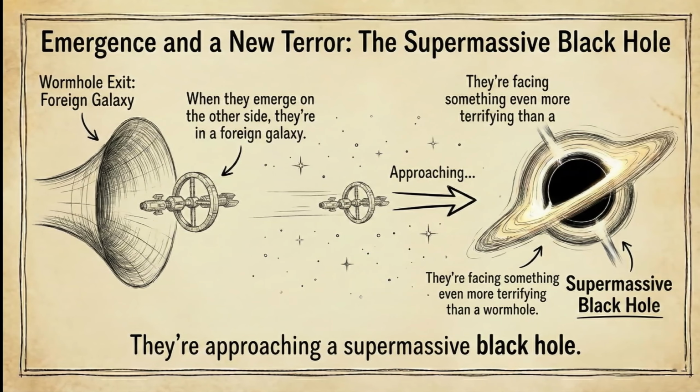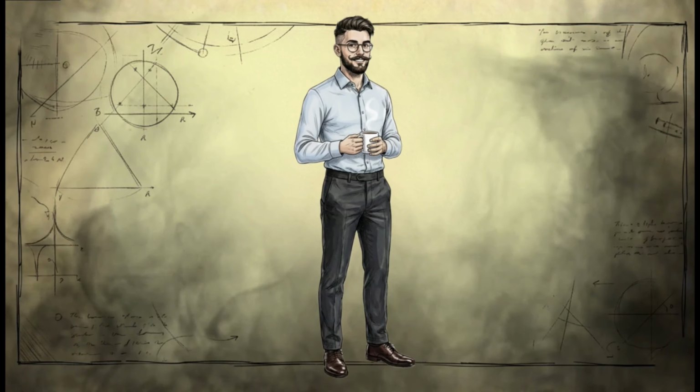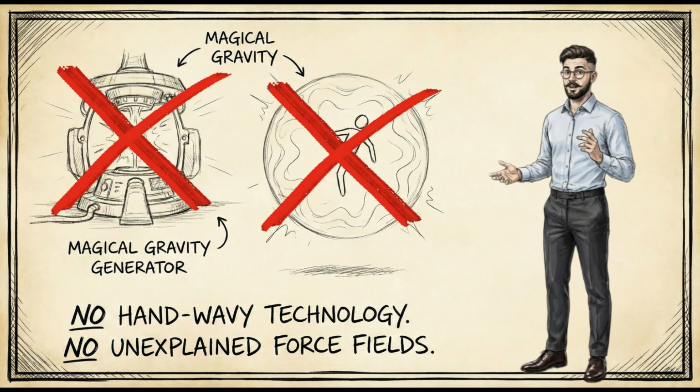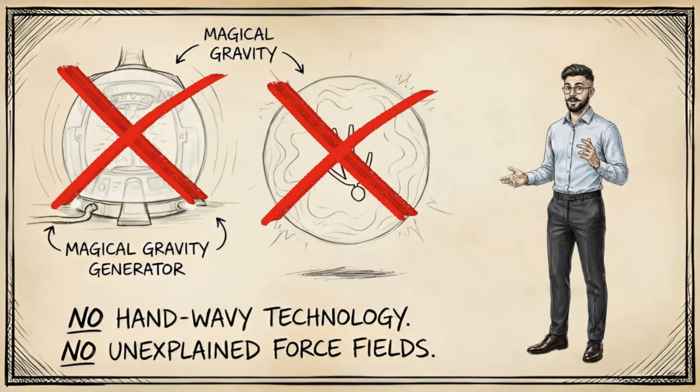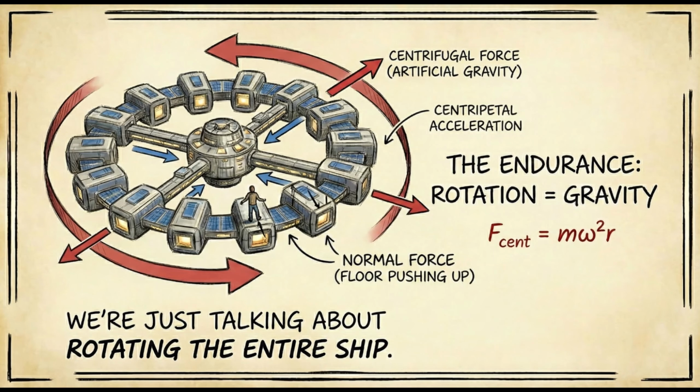Here's something I genuinely love about this film. There's no magical gravity generator, no hand-wavy technology, no unexplained force fields. The Endurance creates artificial gravity the way we could implement it today. We're just talking about rotating the entire ship.